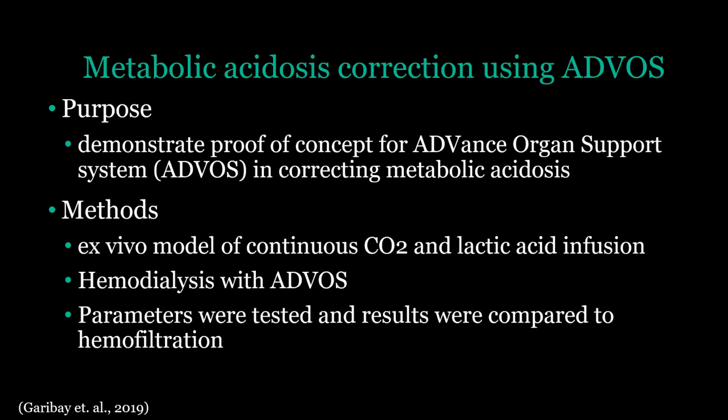This was done using porcine blood. These samples were exposed to hemodialysis with that ADVOS system. A multitude of parameters were tested, including blood and dialysate flow, different dialysate pH settings, and acid-base concentrate compositions. These test results were then compared to standard continuous veno-venous hemofiltration using high bicarbonate substitution fluid, and continuous veno-venous hemodialysis was also conducted. So we compare this to what normally happens within our blood when we use hemofiltration.